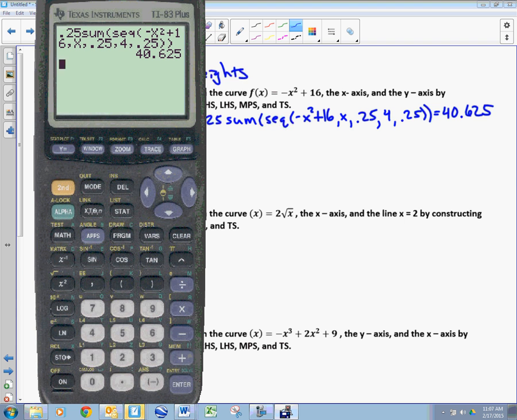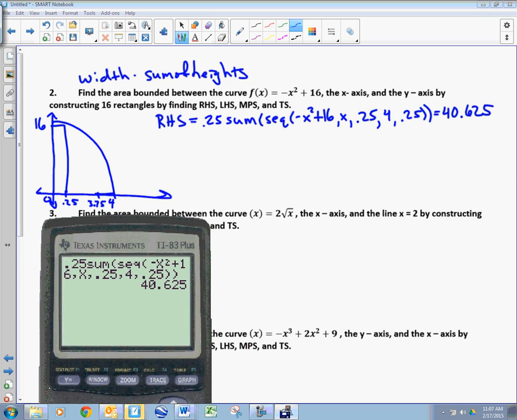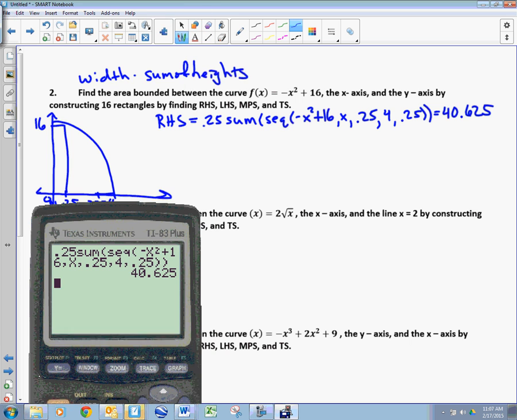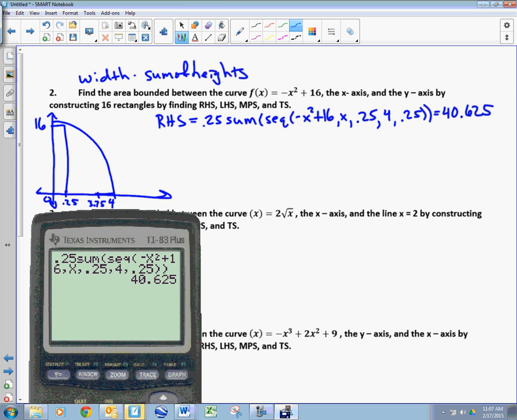Can you tell if that's an overestimation or an underestimation? It's an underestimation, because we're doing the right-hand sum. As you look at this rectangle, what's the right-hand side of that interval, 0 or 0.25? So we'll move to the right-hand side. For the left-hand sum, 0.25 times the sum of the sequence of negative x squared plus 16, comma, x.